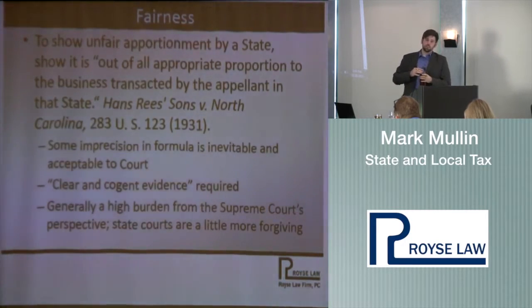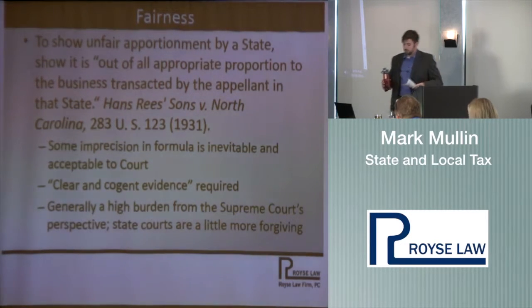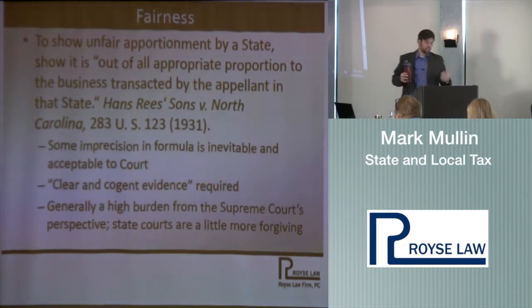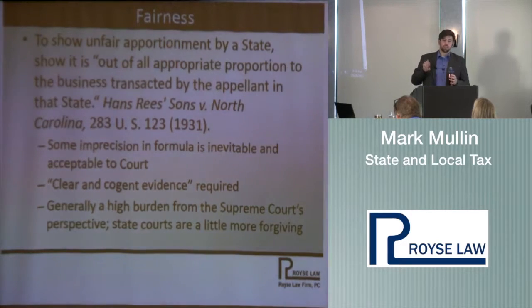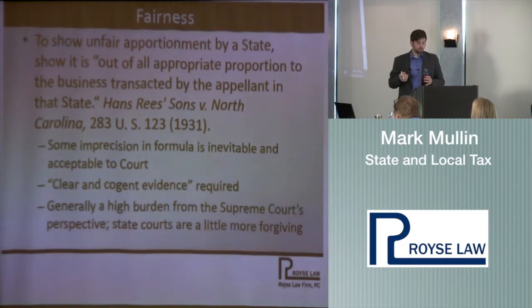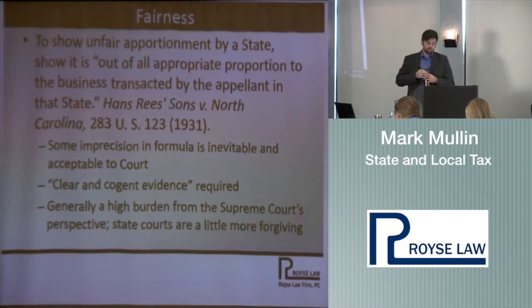The second way you can go about this is just to show that the formula is not fair. You can just directly argue that. To show an apportionment formula is unfair, you have to show it is out of, quote, all appropriate proportion to the business transacted by the appellant in that state. Now, the Supreme Court accepts that formulary apportionment isn't precise. So it has to be extremely wrong and feel extremely bad to the court under the standard for them to say that the apportionment formula is not fair, and you need clear and cogent evidence.